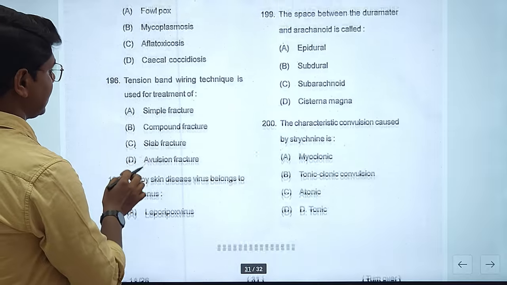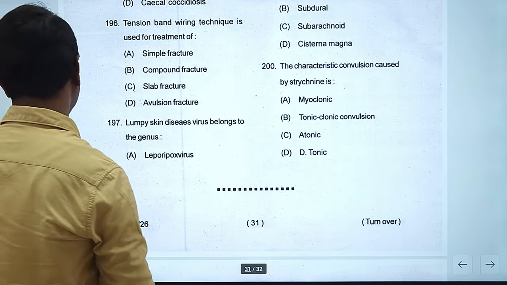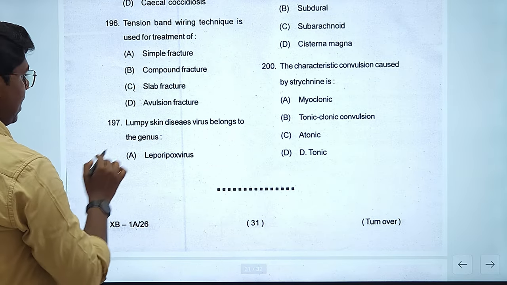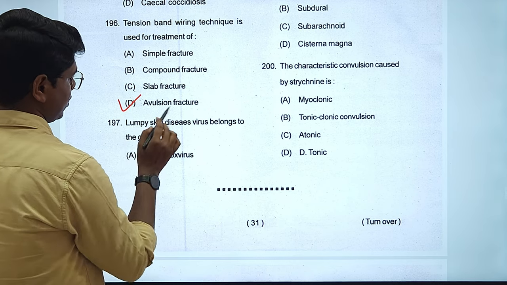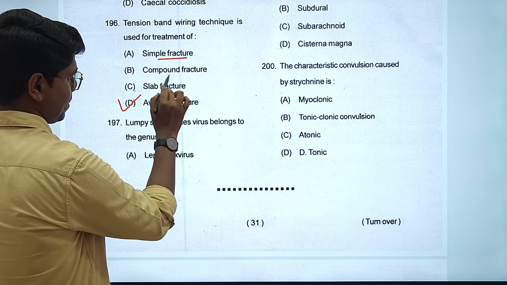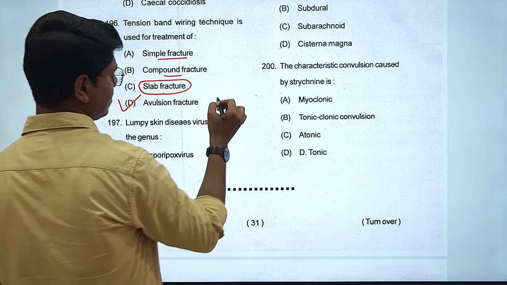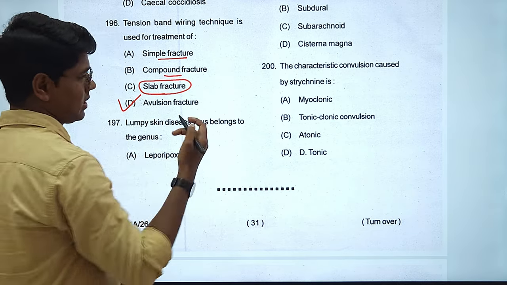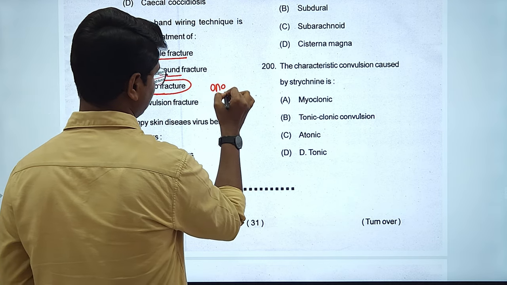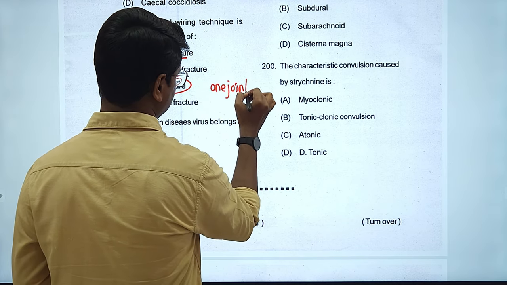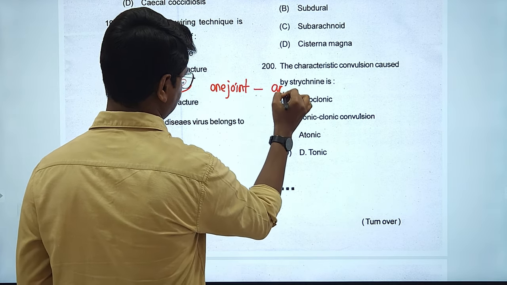Tension band wiring technique is used for treatment of avulsion fractures. Avulsion fractures, okay. You know the simple fracture compartment. There is also a slab fracture. What is a slab fracture? When the fracture line joins one joint to another joint.